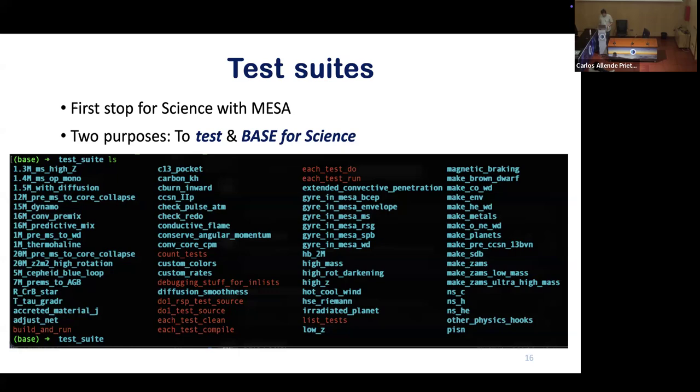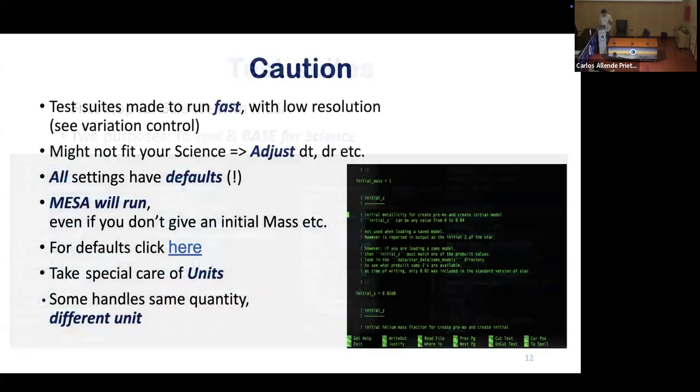You can take this as a starting point. However, caution: the test suites are made to run fast because they are made to test MESA, and you don't want to wait 7 days for MESA to be tested. You want to do this in a night. So they usually run with low resolution. See the variation controls that Paul explained very nicely. Both low resolution in the sense of spatial resolution, but also temporal resolution.